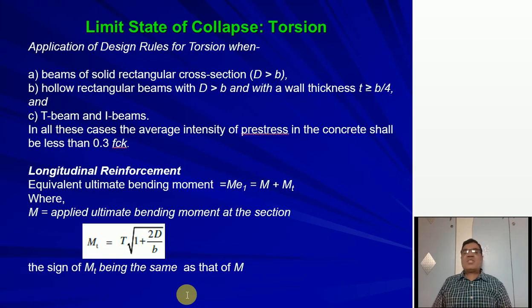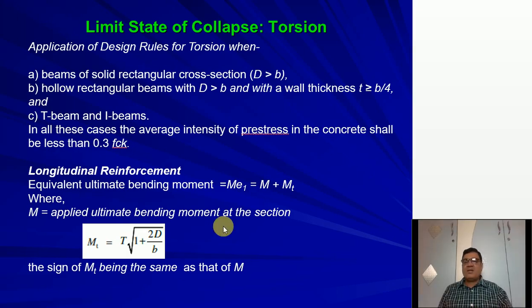Now, limit state of collapse: torsion. Though according to some universities this part is not considered, we'll see what the IS code says about torsion. When is it necessary to design the section for torsion? The IS code says that for beams of solid rectangular section where the depth of the beam is greater than the width, it is necessary.